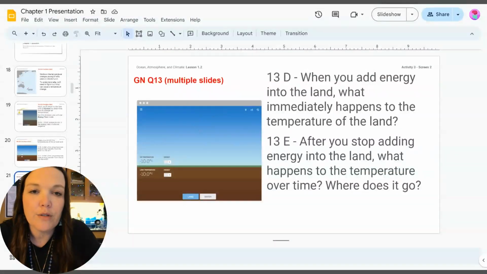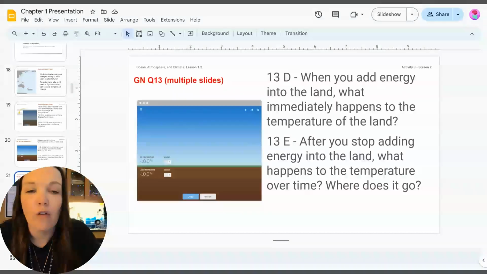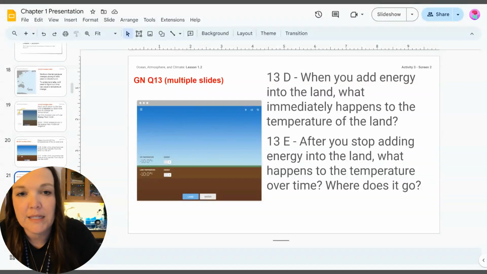Then we get to 13D. When you add energy into the land, what immediately happens to the temperature of the land? And after you stop adding that energy into the land, what happens to the temperature over time? Where does it go? Make sure you have all of that down. This is going to require you to pause the video because you're going to have to be messing around in the sim to answer these questions, but make sure those get answered.